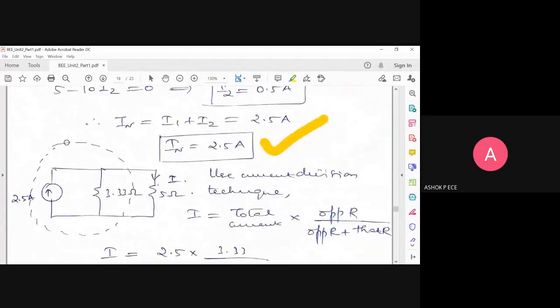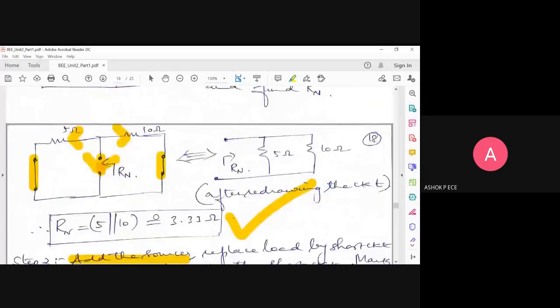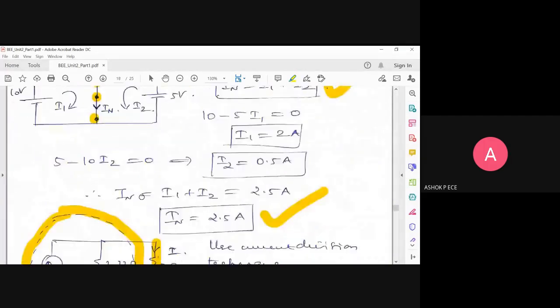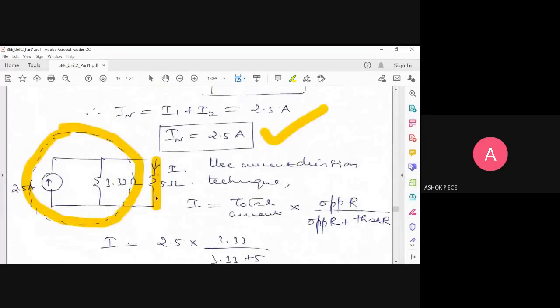Now draw the Norton's equivalent circuit. The 2.5 amperes current source parallel to Rn. Rn is 3.33 ohms. Now you have to add back your load. Your load is 5 ohms. See, in the first step, we removed this 5 ohms load, right? So add it back. Only in the last step are we adding it back. Add it back and mark the current as I.